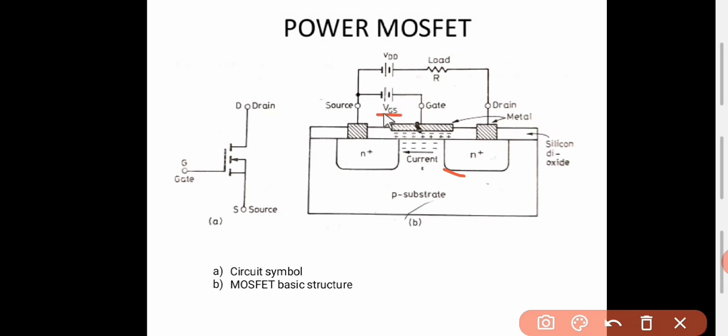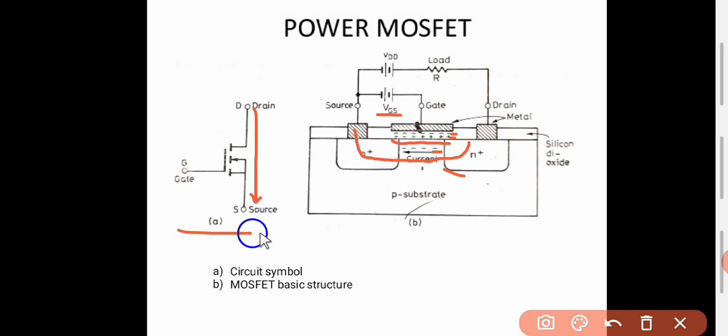When we apply the gate signal, an electrostatic field appears here. This is the plus and this is the minus. Because of the electrostatic field, it injects electrons into the P substrate. So now current will start to flow from drain through P to N plus to source. So when VGS is applied between gate and source, the drain current will flow from drain to source.